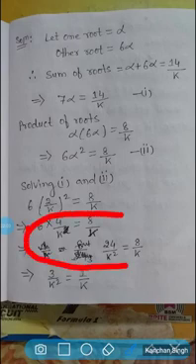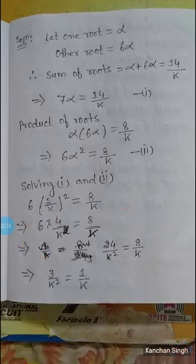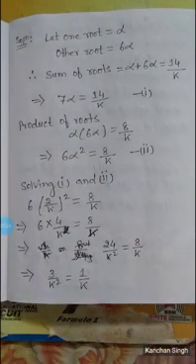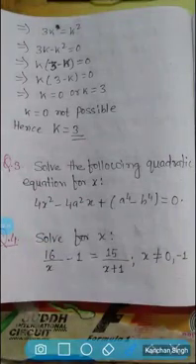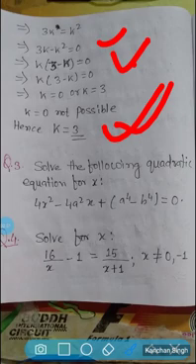This part you can solve by yourself, by any method. Here you can write 6 into 4 by k square is equal to 8 by k, or 24 by k square is equal to 8 by k, as we have to bring it to the form of a quadratic equation. Cancelling, 8 times 3 is 24, so 3 by k square is equal to 1 by k. So 3k is equal to k square, and 3k minus k square is equal to 0. Taking k common, k into (3 minus k) is equal to 0. So k is equal to 0 or k is equal to 3. But k is equal to 0 is not possible. Hence the value of k is 3.